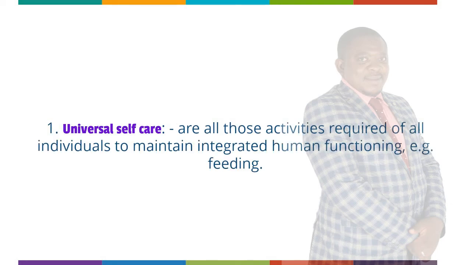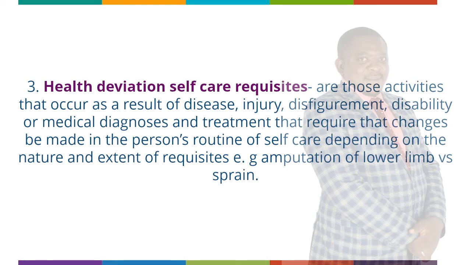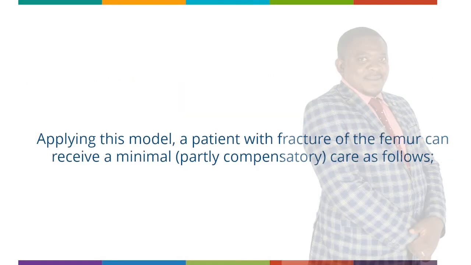1. Universal self-care requisites are all those activities required of all individuals to maintain integrated human functioning, e.g. feeding. 2. Developmental self-care requisites are those activities that are required as a result of developmental processes, such as aging. 3. Health deviation self-care requisites are those activities that occur as a result of disease, injury, disfigurement, disability or medical diagnosis and treatment that require that changes be made in the person's routine of self-care depending on the nature and extent of requisites, e.g. amputation of lower limb versus sprain.